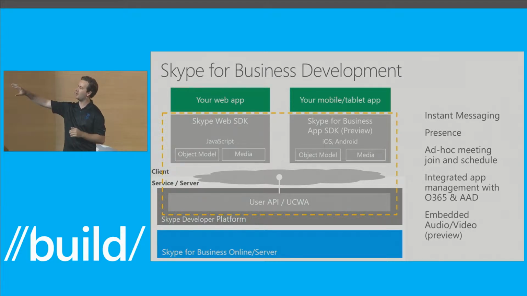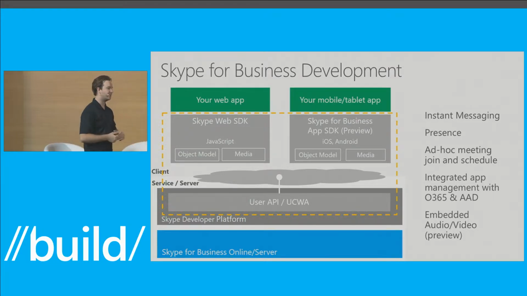Our SDKs provide an object model layer on top of that RESTful API so that you can implement communications and collaborations with only a few lines of code directly within your apps. I'm going to focus right now on the Web SDK, and we're going to go into a bit of detail there, and then we'll look at mobile in the second half of this session.